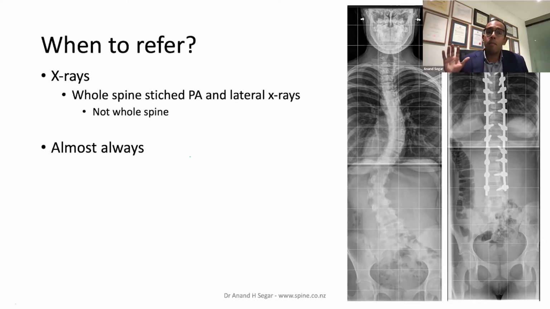PA, because the beam comes from the back to the front, so the dose of radiation to the young woman's breast, so the young girl's breast, is less. So whole spine stitched PA and lateral x-rays.